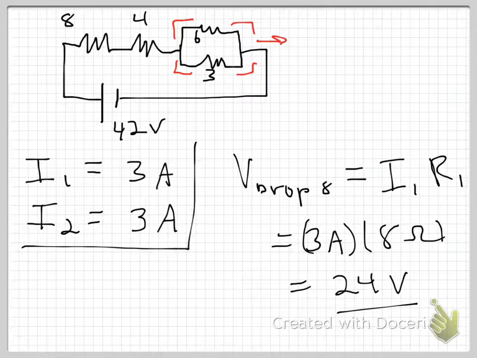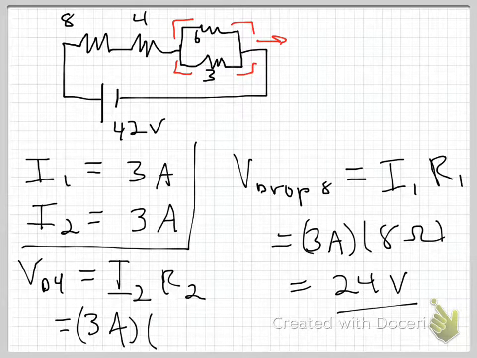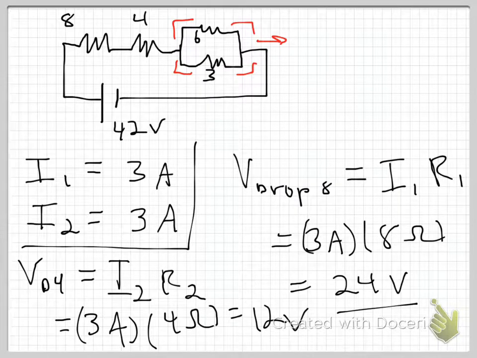I think I have space for that. The voltage drop in the 4 ohm resistor is just IR. This is going to be I2 R2, which is 3 amps. Sorry, equals 3 amps. R2 is 4 ohms. We know what that is. Well, I've got 12 volts, right? So my voltage drop across my 8 ohm is 24. My voltage drop across my 4 ohm is 12.